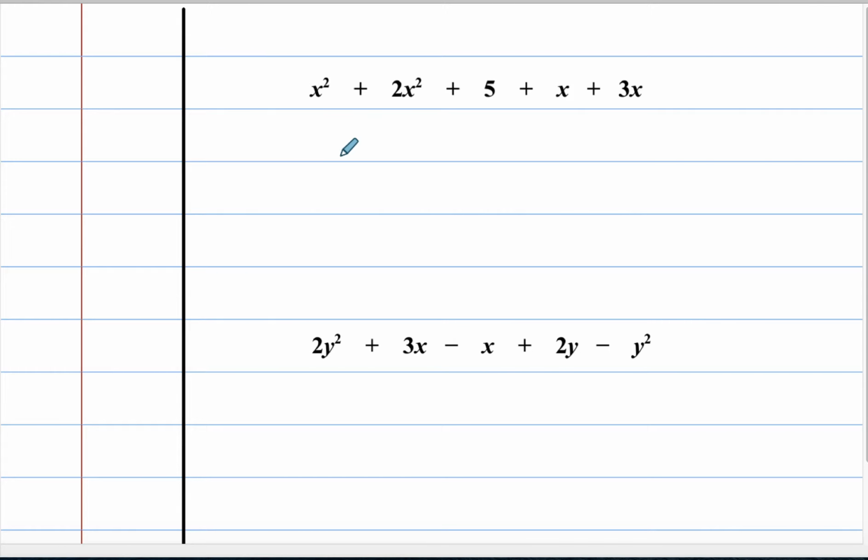What do you do with squares? They come before the x, so then it would go like x to the third, x to the second, x to the first, and then your constant. So go ahead and try these two.